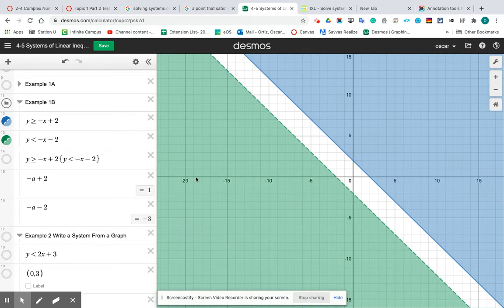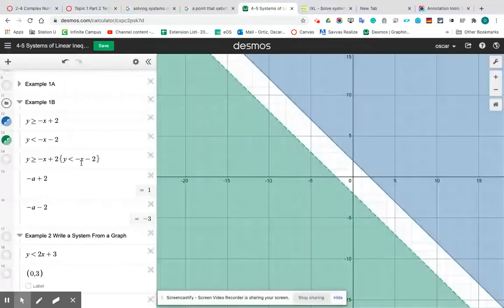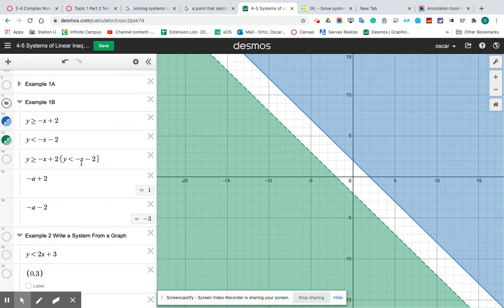All of a sudden, we find ourselves in an impossible situation because there is no point that is up in the blue region that is also in the green region. So that sometimes happens, and we say in this case that this is a system that doesn't have any solution. So there is no point that is in both regions, blue and green. Just like when we solved systems of linear equations, we found some systems without solution, then you can find the same here.